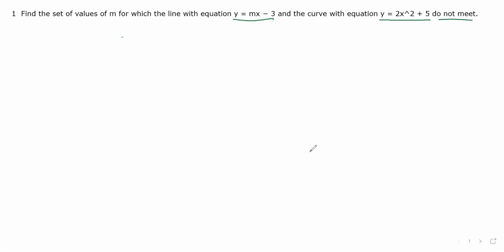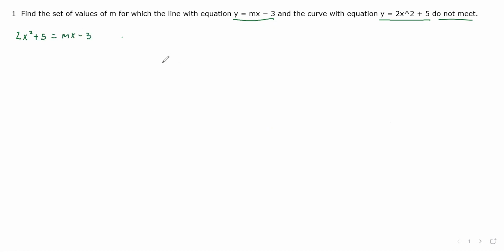So when they do not meet, there is no point of intersection. First, we assume that they intersect. We equate these two and write down 2x squared plus 5 equals mx minus 3.